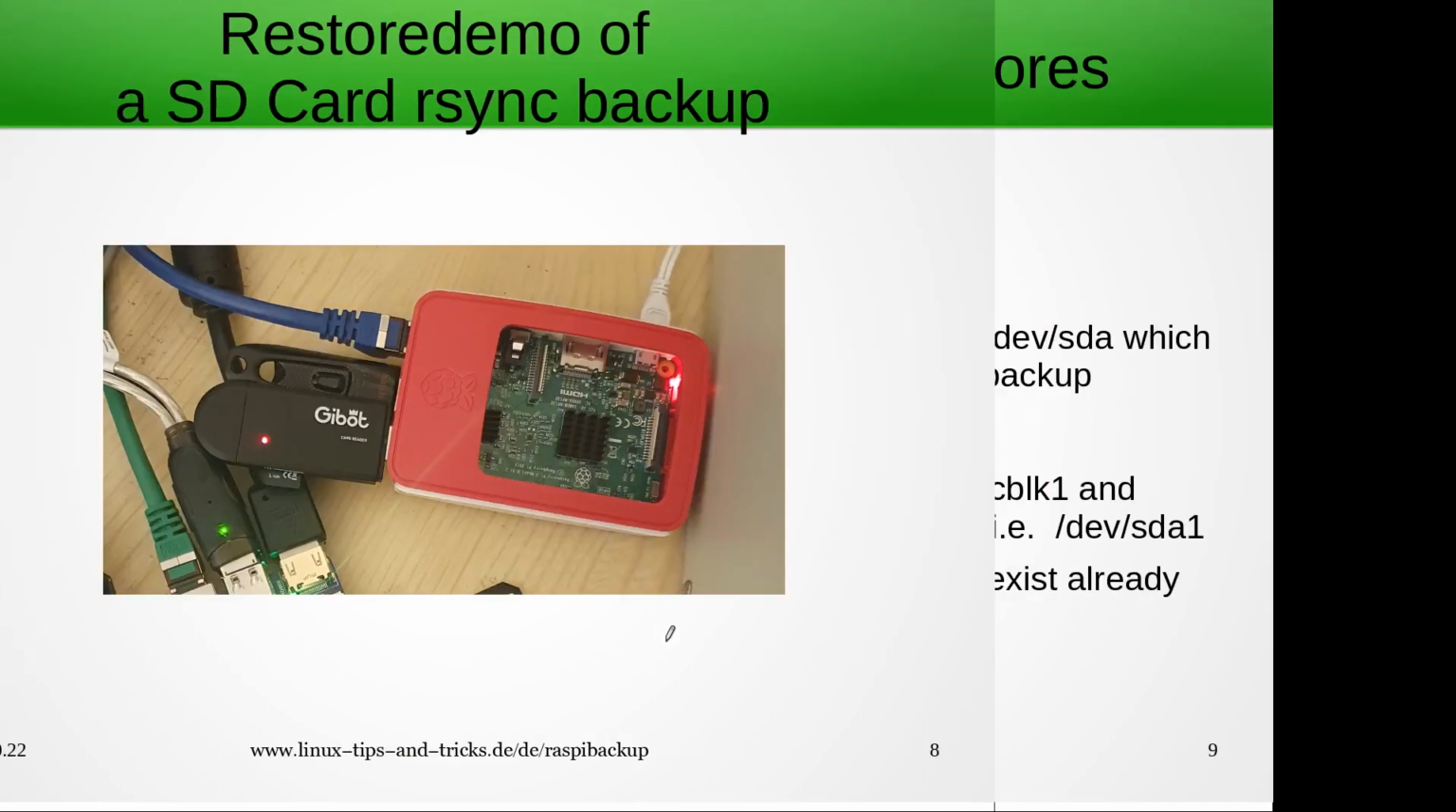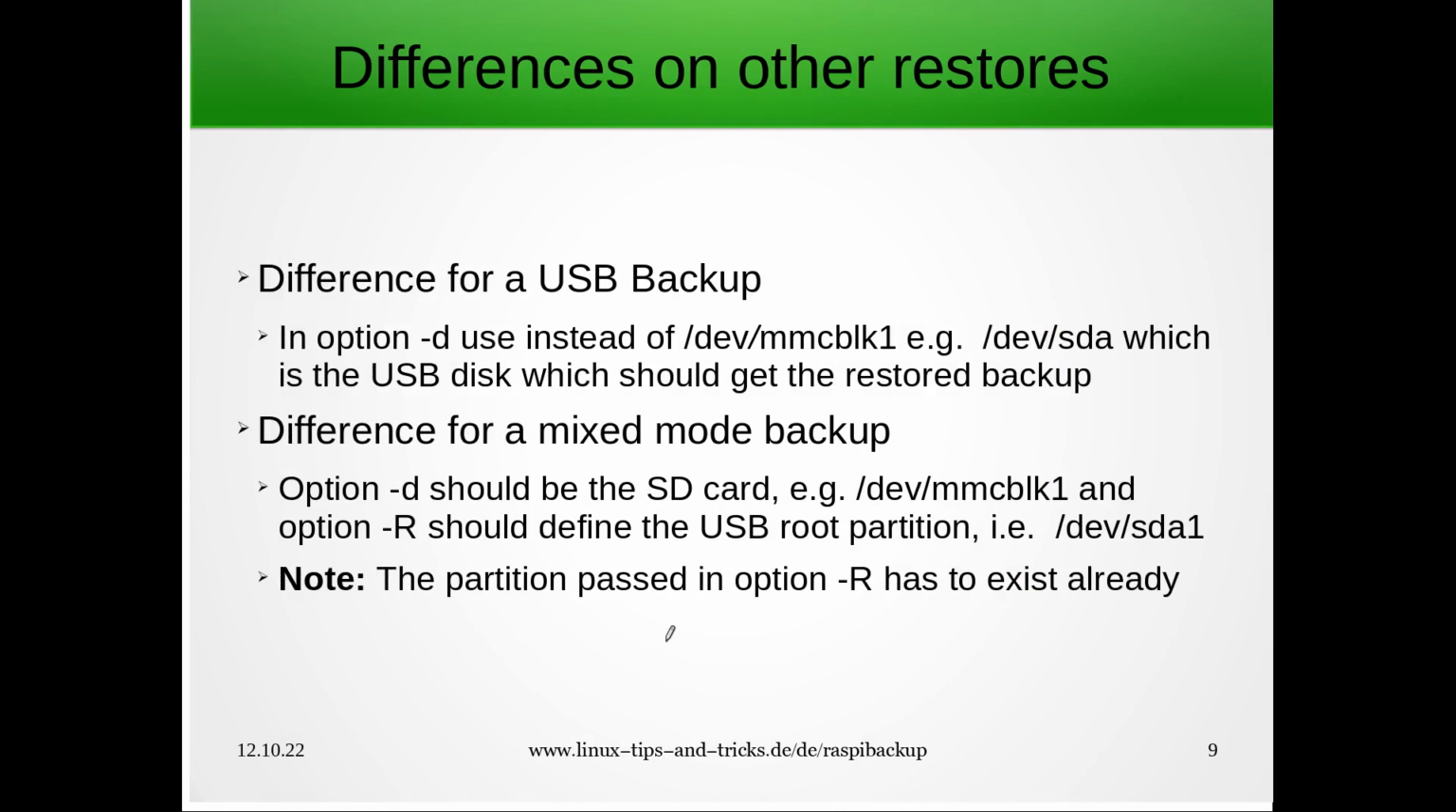So now let's talk about the differences if you have different backup types. If you have a USB backup, then in option D, as I already told you, you have not to use the SD card, which usually is MMC BLK, but instead you have to use something like SDA or SDB, which is actually the USB disk you want to restore.